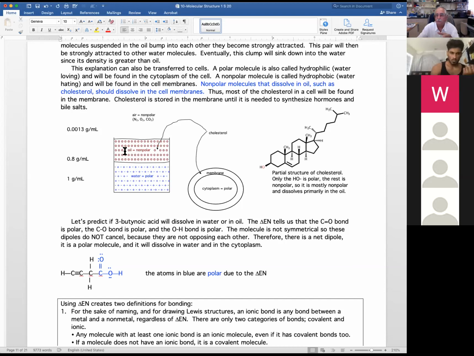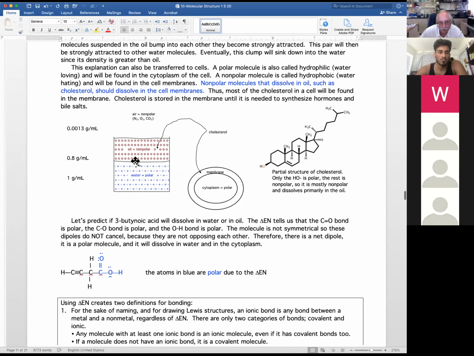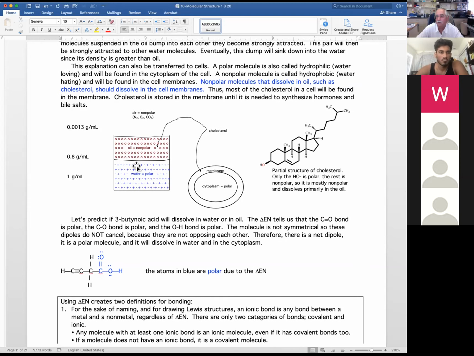So what happens if you take, say, a glass with water and oil in it, and you shake it all up? Similar to oil and vinegar salad dressing. It starts to just separate out again, right? Well, why is that happening? What if I take one of these non-polar molecules and I stick it in between those water molecules over there? I force it in there.